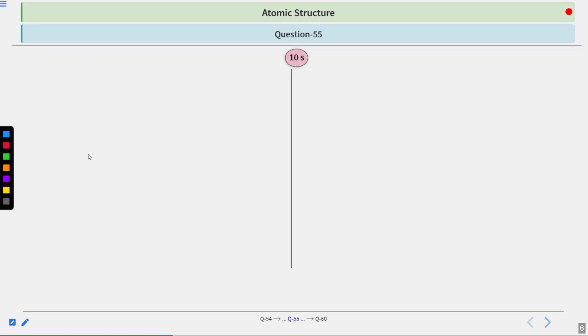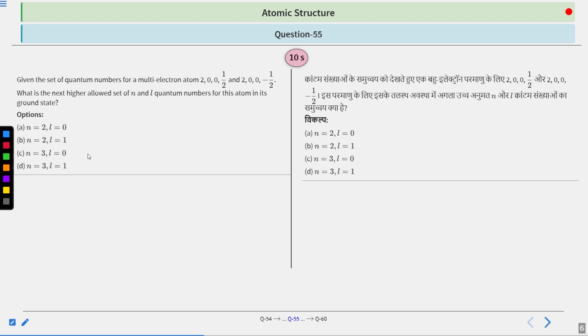Question number 55. Question number 55 says that the given set of quantum numbers for a multi-electron atom is 2, 0, 0, 1 by 2 and 2, 0, 0, minus 1 by 2. What is the higher allowed set of n and l quantum number for this atom in its ground state? Your options are A, n is equal to 2, l is equal to 0. Option B, n is equal to 2, l is equal to 1. Option C, n is equal to 3, l is equal to 0. And option D, n is equal to 3, l is equal to 1.